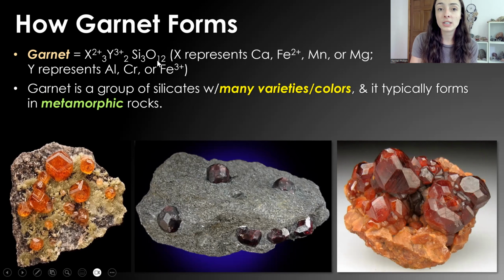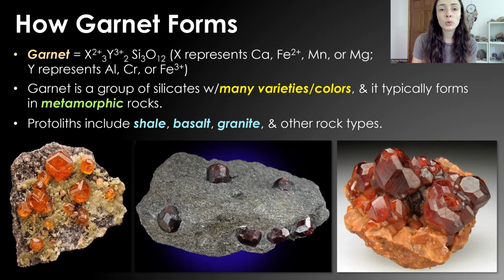Whenever there's a silicon and an oxygen at the end of a mineral formula, that's called a silicate mineral. And it's a group of these that includes many varieties or colors of garnets, and it typically is metamorphic. Protoliths, or parent rocks, original rocks of the eventual metamorphic garnet product, include things like shale, basalt, and granite, as well as other rock types.